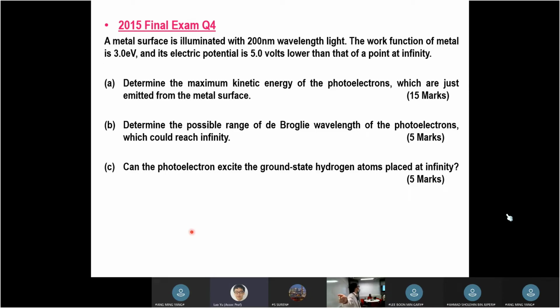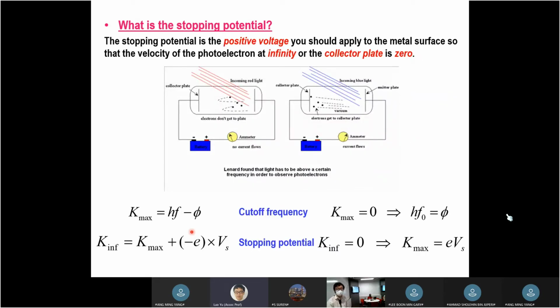Which means now my V here should be minus 5. Because if it's 5 higher, which is positive, the potential is higher than infinity. If it's 5 volts lower, it means V equals minus 5. Sometimes a minus will become a positive. So the negative potential is used to accelerate the electron, while a positive Vs is used to decelerate the electron. Now, actually, I can make the electron move faster.